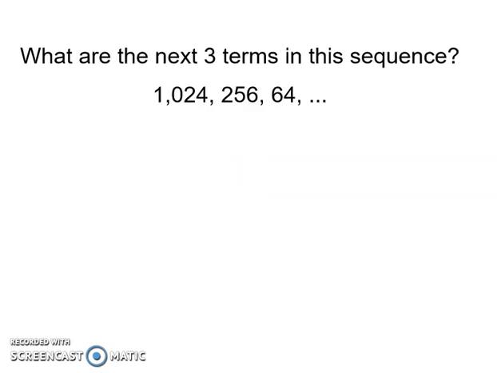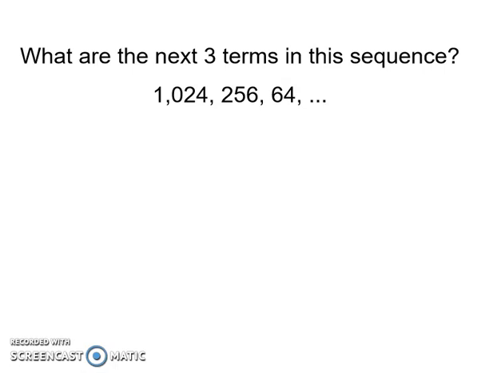But what if I ask this question? What are the next 3 terms in this sequence? I'm starting with 1024, then 256, then 64. And here we can see the numbers are getting smaller, right? We're starting with a 4-digit, then a 3-digit, going down to a 2-digit. So we're dealing with bigger integers here. But you might be able to determine what the next 3 terms are going to be.